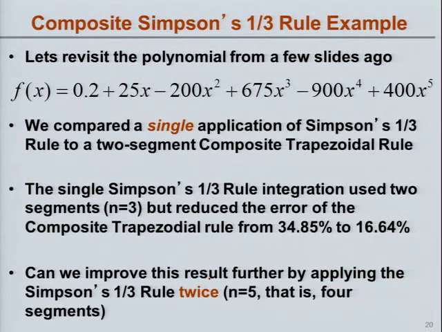So let's go back to the same polynomial we looked at just a minute ago. We looked at a single application of Simpson's 1/3 rule previously. We were able to reduce the error from 34% to 16%. Let's apply Simpson's rule twice. In other words, we want 2 pairs of segments or 5 points.